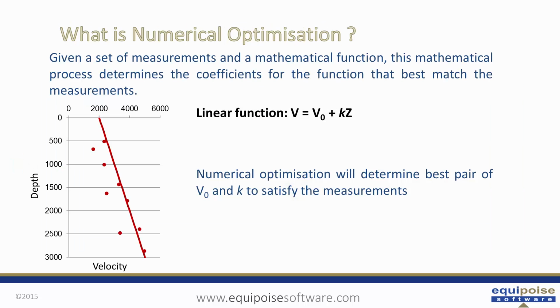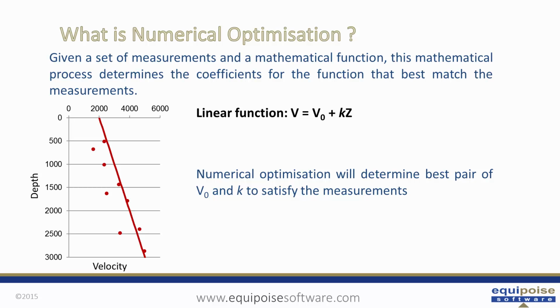So what is numerical optimization? It is a widely used mathematical technique to determine the best coefficients for a function that best match a set of measurements. There are many types of numerical optimization approaches, each with different merits, but the details aren't particularly important. All we need is a bunch of data and a function to fit to that data.